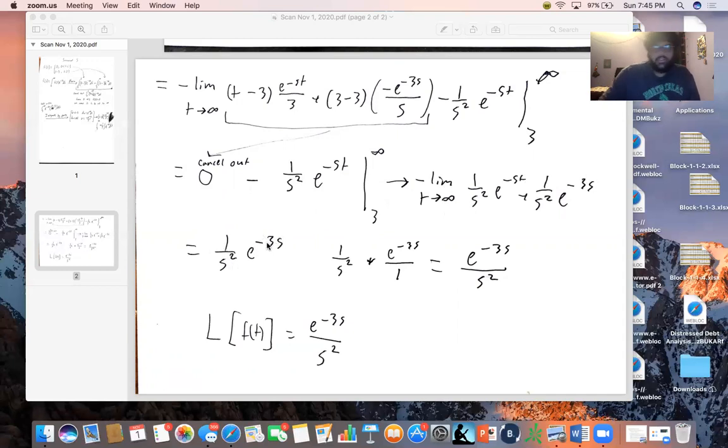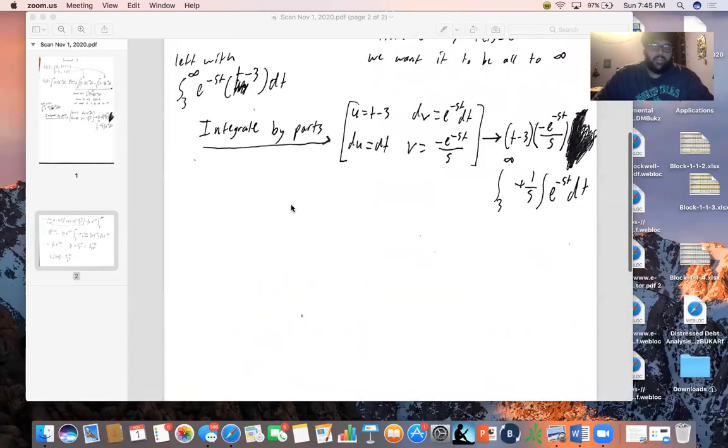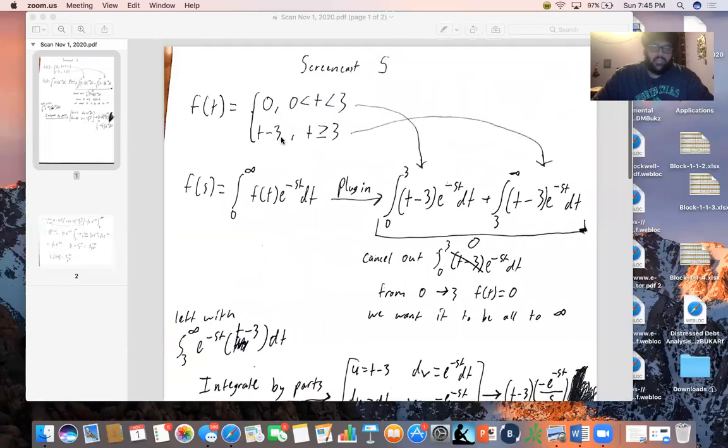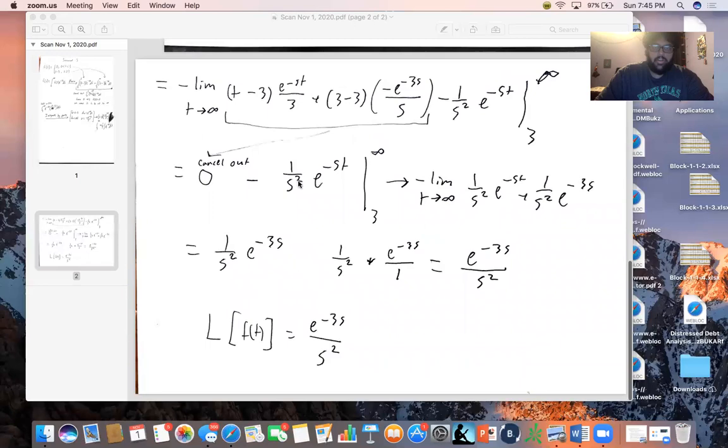From here it's pretty simple: 1 over s squared times e to the negative 3s gives e to the negative 3s over s squared. So the Laplace transformation of f(t) equals e to the negative 3s over s squared. And that is your Laplace transformation for this piecewise function, which is 0 from t equals 0 to 3, and t minus 3 where t is greater than or equal to 3.